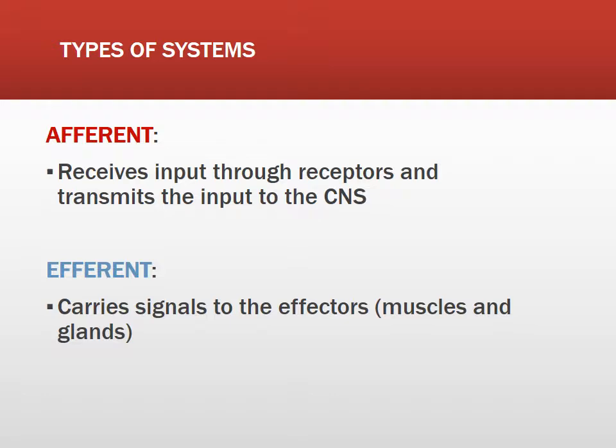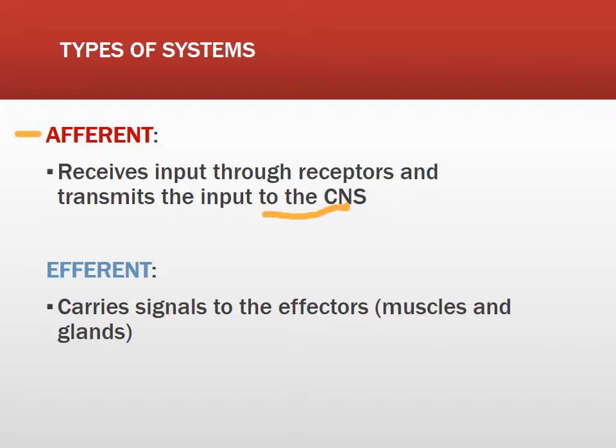So we have two basic types of systems. We have an afferent system, and our afferent system receives input through receptors and transmits the input to the central nervous system. So it receives some type of message through your receptors, whether that's outside, like your skin feeling the temperature, or something happening inside your body. For instance, if your blood glucose level is low, those receptors will send that message to the central nervous system to tell your body to release glucagon.